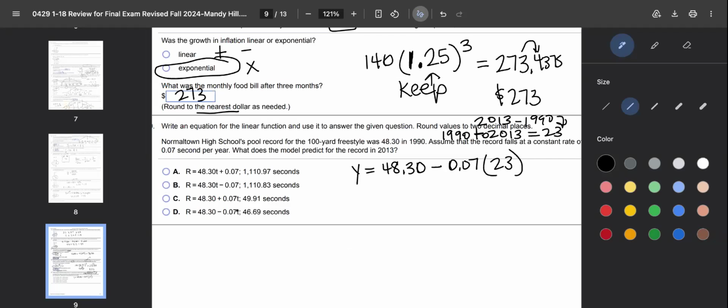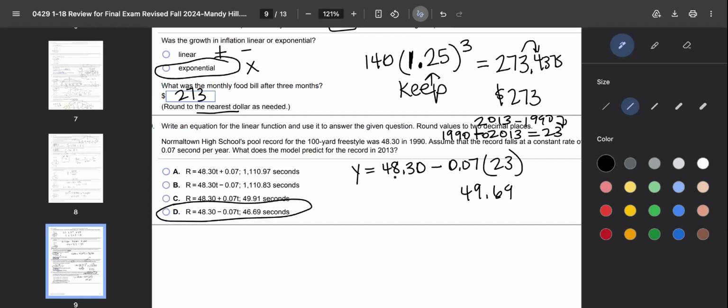Now, when you're looking at this over here, you're probably going to get pretty close to the right answer by just typing this in the calculator, I guess. 48.30 minus 0.07 times 23. So I'm getting 46.69. So it has to be D, because that's the one that's correct.